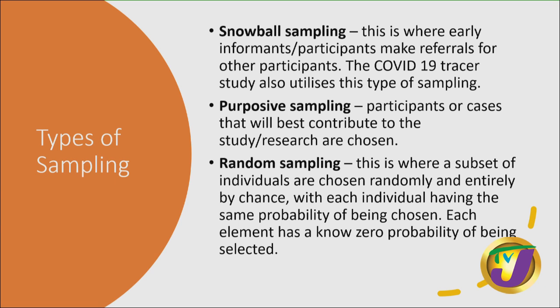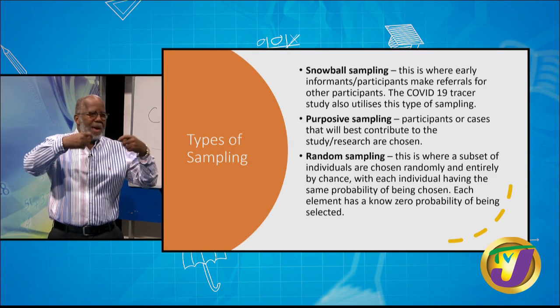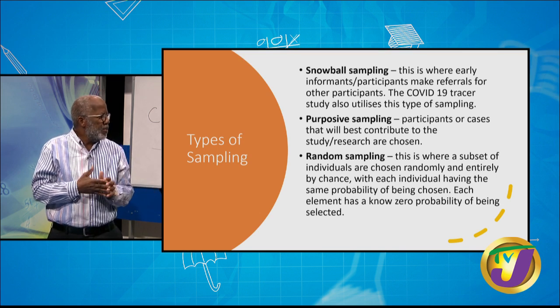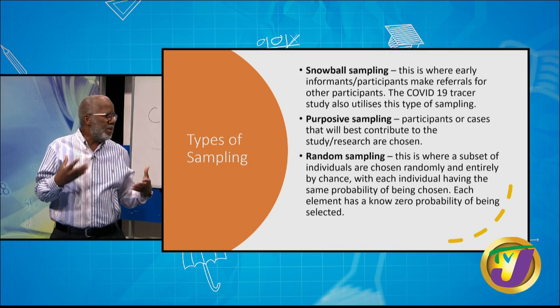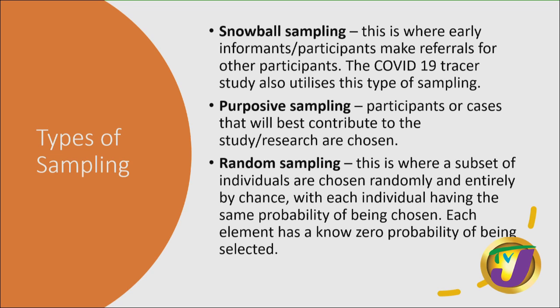And then you also have purposive sampling. This is where participants or cases will best contribute. So you pick the people because you know that they'll best contribute to the type of output that you want. Random sampling, of course, is a very popular sampling. This is where a subset of individuals are chosen randomly and entirely by chance, with each individual having the same probability of being chosen. Each element has a known non-zero probability of being chosen. So we had gone through that the last time.